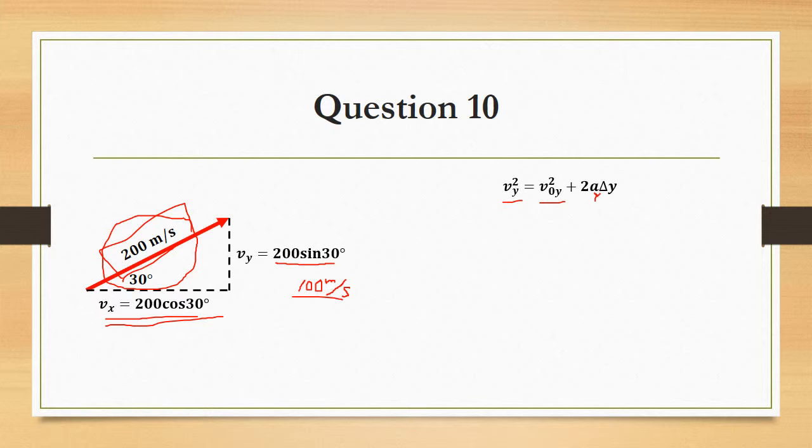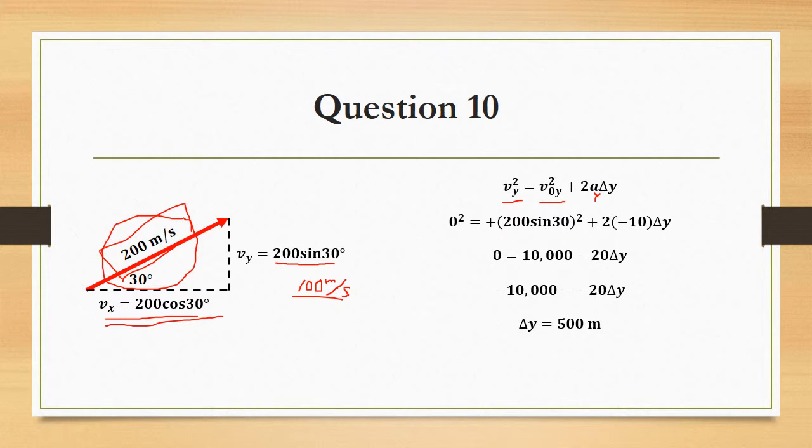So that number is going to go in here, and for Vy, this will mean at the apex, or the highest point in its path, and for any projectile, the y velocity only, vertical velocity only, is instantaneously 0 at the highest point in the path. So plugging in the numbers we know, squaring my 200 sine 30, and then solving it for delta y.